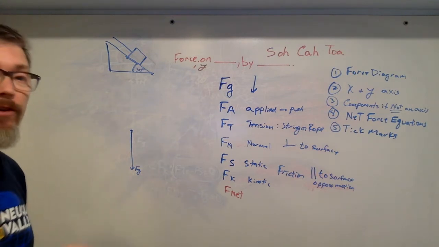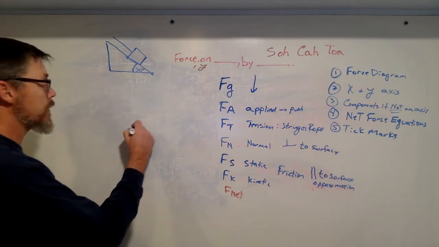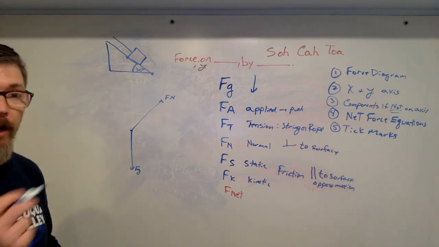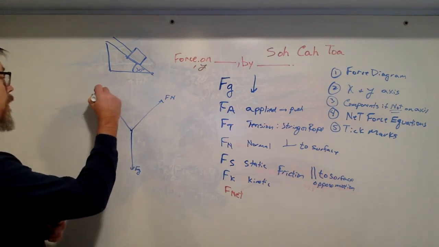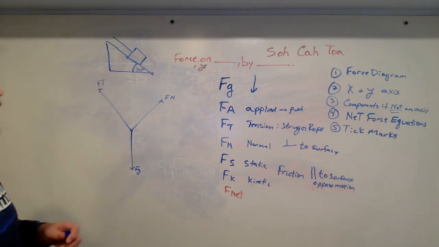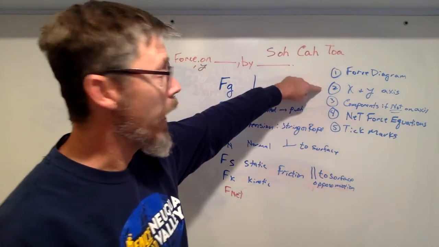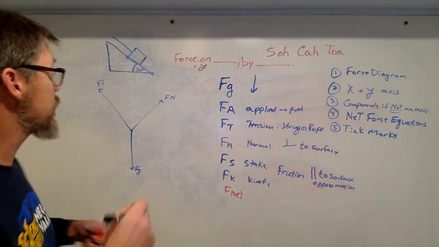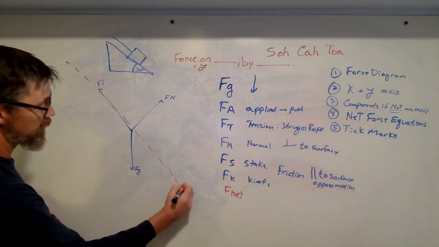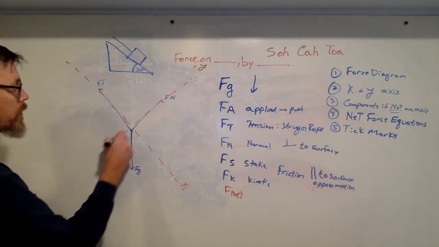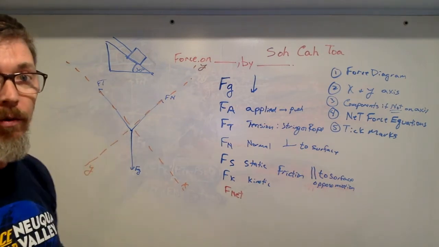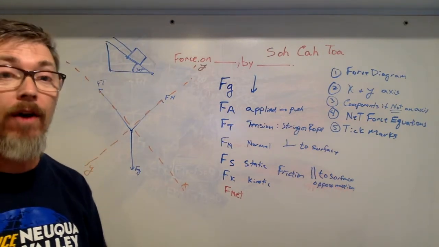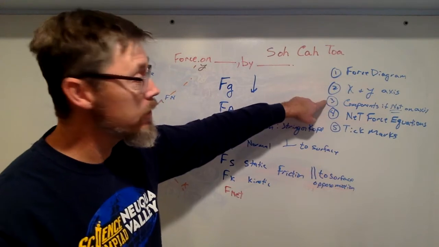Okay, so which way is normal? Perpendicular to the surface. Which way is tension? Up the ramp. Okay, step 2, x and y axis. Now, the ramp is always the x-axis. That means normal force will always be on the y-axis. Always. Okay, now, what's the third one? Components if not on axis.